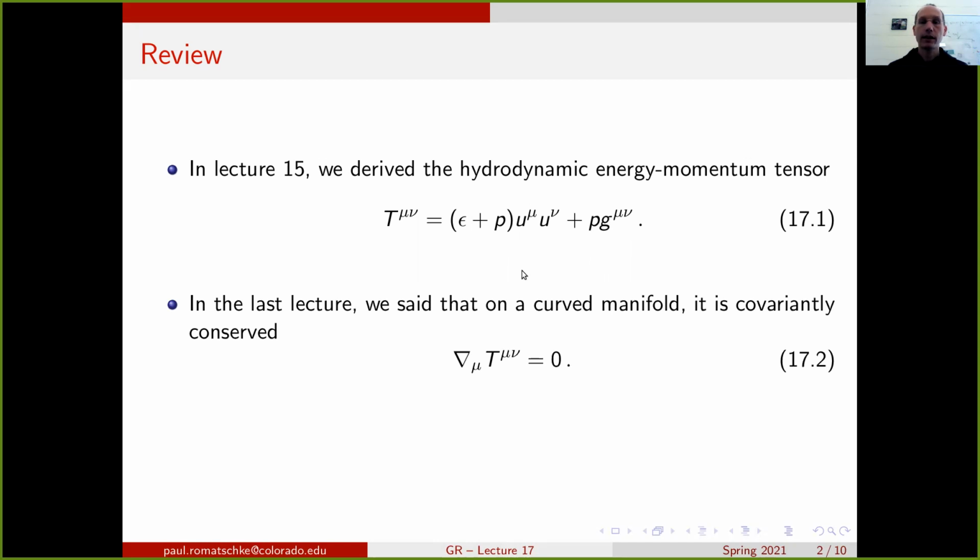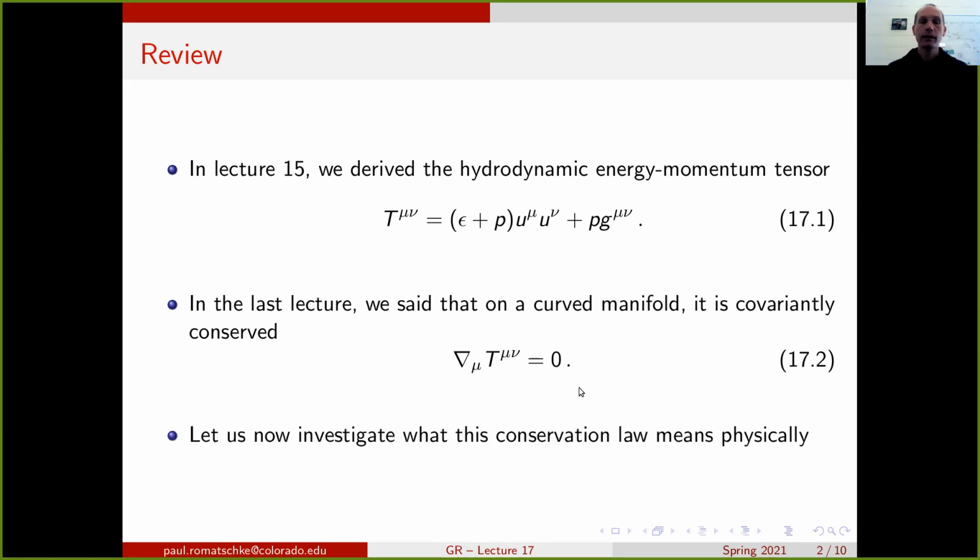In the last lecture, we said that if we consider a curved manifold, we have to replace the conservation laws by covariant conservation laws. Energy and momentum conservation takes the form of the covariant derivative ∇_μ acting on T^{μν} equal to 0. In this lecture, we want to investigate what this conservation law means physically.